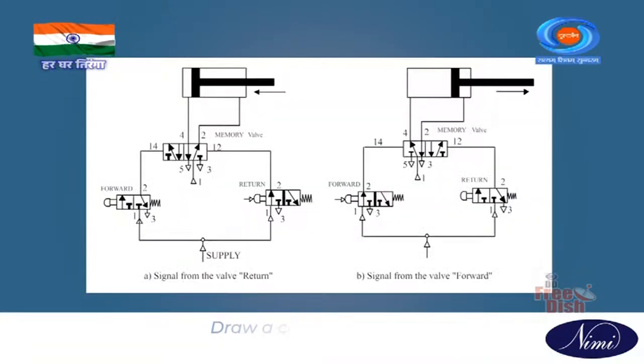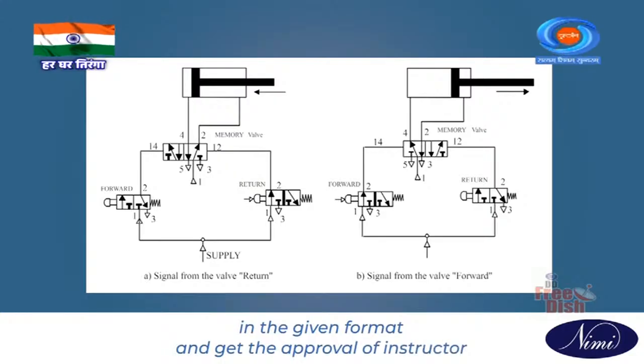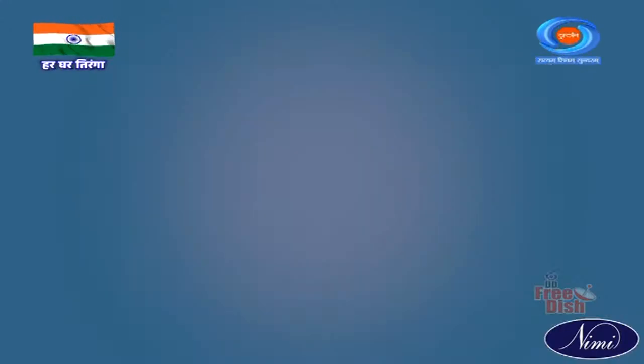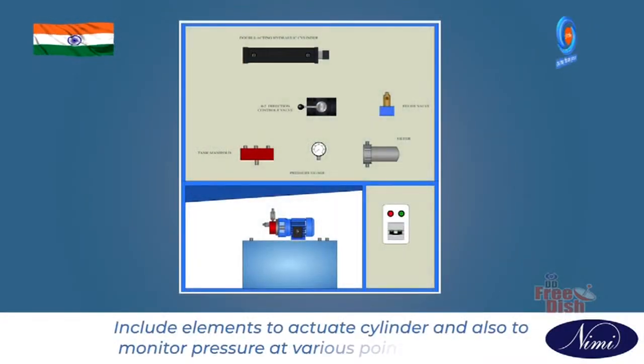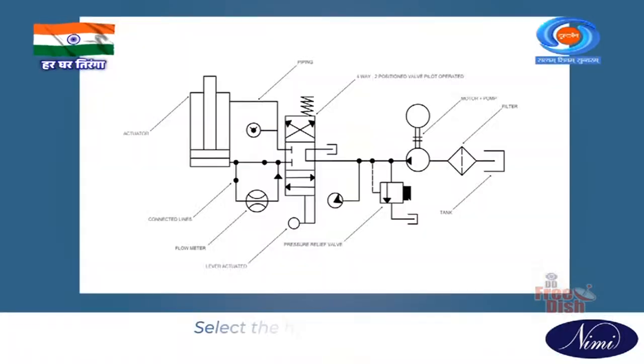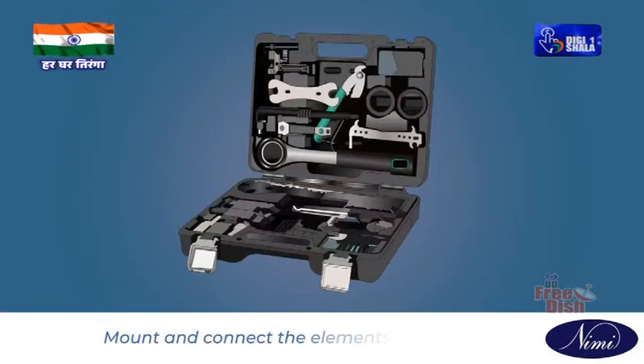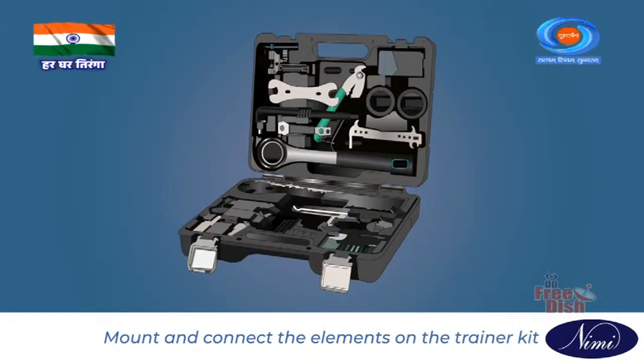Step 1. Draw a circuit diagram of a double acting cylinder in 4x2 valve in the given format and get the approval of instructor. Step 2. Include elements to activate cylinder and also to monitor pressure at various points in the circuit. Step 3. Select the hydraulic elements as per the approved circuit diagram drawn. Step 4. Mount and connect the elements on the trainer kit.